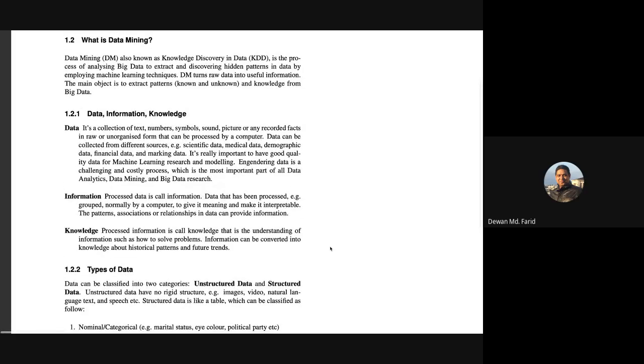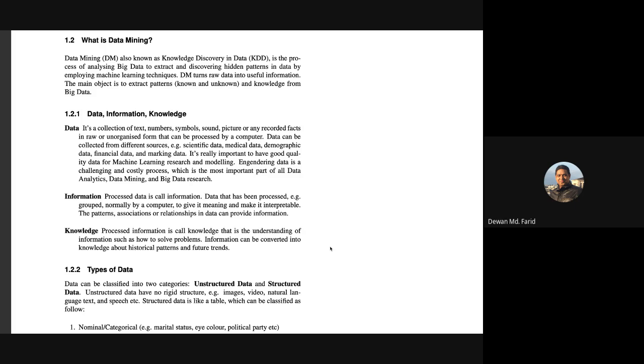So what is basically data mining? Data mining is the process, also known as knowledge discovery in data. You can see the next subsection. We will talk about data, information, and knowledge, and this is really important. So what is basically data? Let me talk about data first.